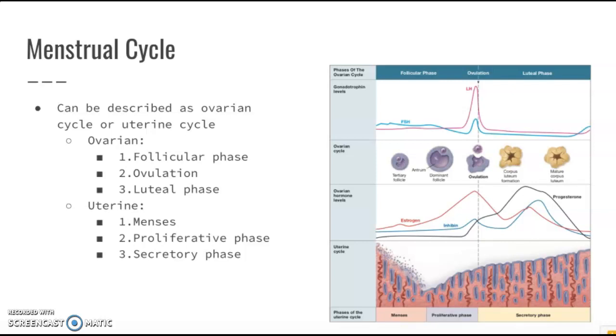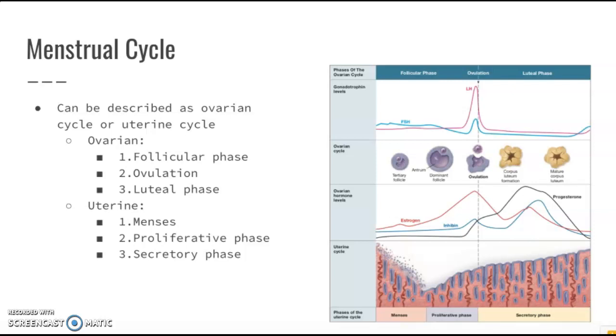In the uterine cycle, there are also three different phases. The first one is menses, which is when there's menstrual bleeding from the uterus. The second one is the proliferative phase, which is where the endometrium adds a new layer of cells in anticipation of pregnancy. And then there's the secretory phase, which corresponds to the luteal phase of the ovarian cycle. Hormones from the corpus luteum convert the thickened endometrium into a secretory structure.